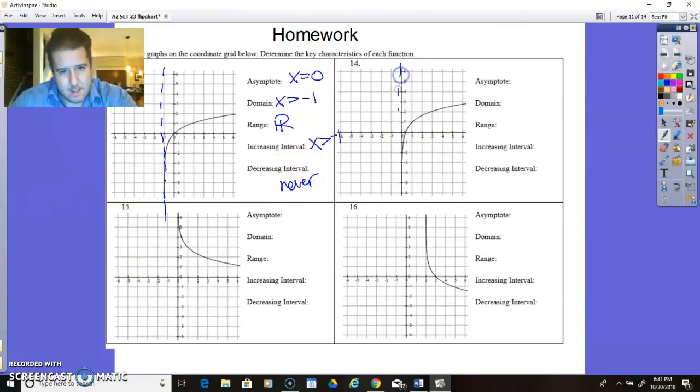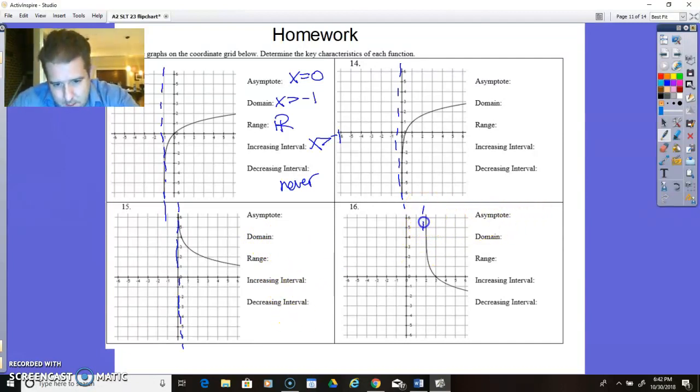This one has an asymptote of 0. Everything else pretty much is the exact same answers. Domain, still everything greater than 0. Range is all real numbers. This one also looks like it has an asymptote of x equals 0, so it's decreasing like this. Range is up or down infinitely. Domain is everything greater than 0. X is greater than 0, and it's decreasing instead of increasing.